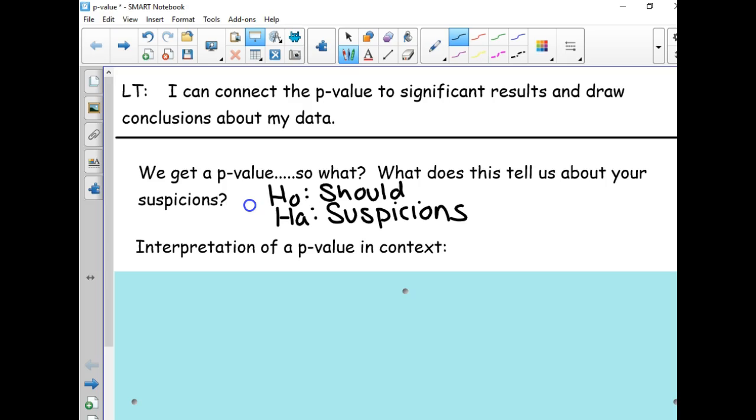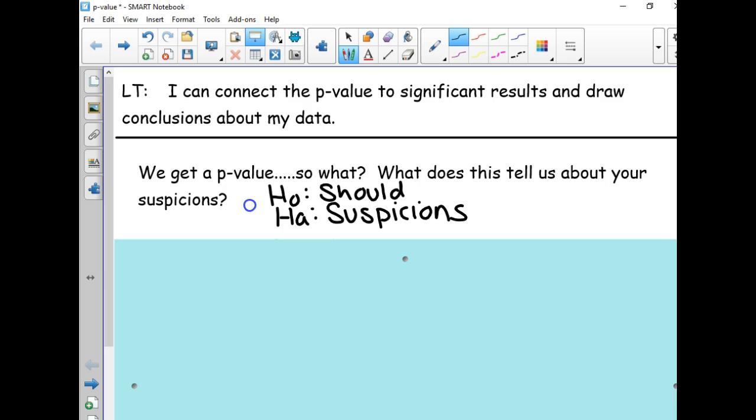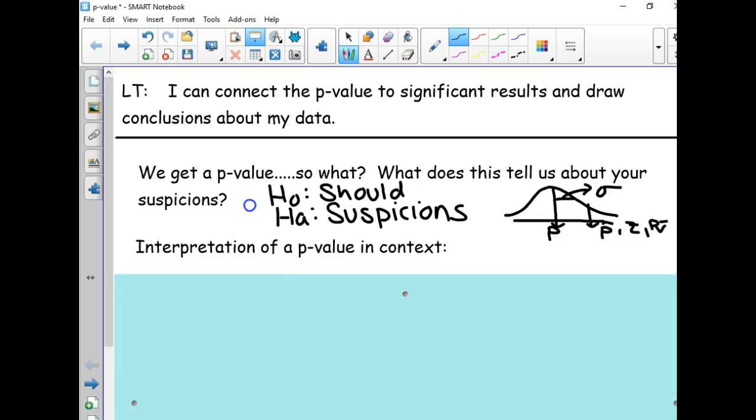Well, we get a p-value then. So once we did our null and our alternative hypothesis, we gathered evidence. Let me move this back up. We had a normal curve. We had our p. We had our standard deviation. We had our p-hat. We got a z-score. And we got a p-value. What does that p-value mean?